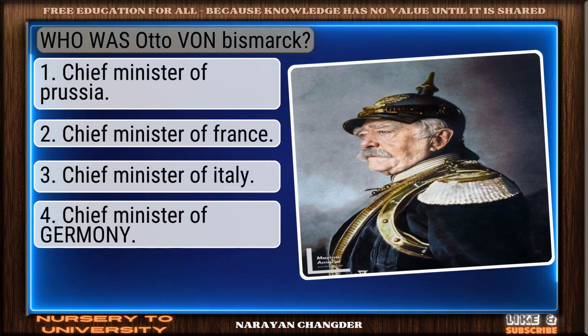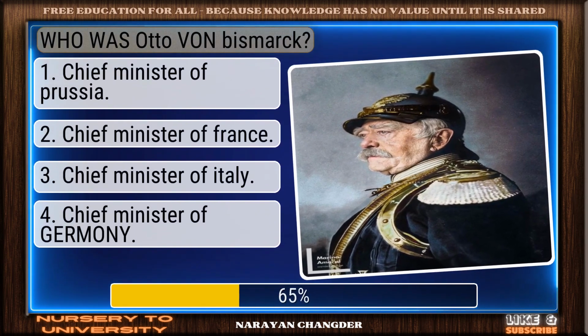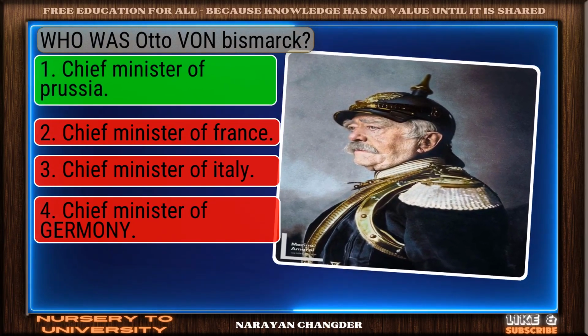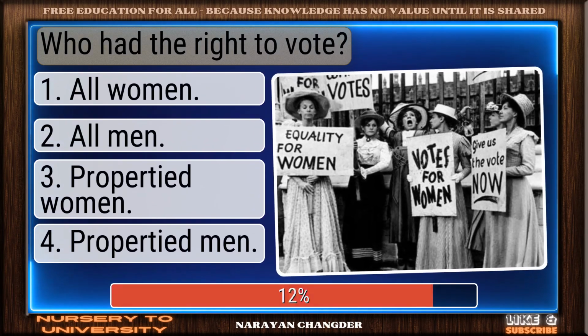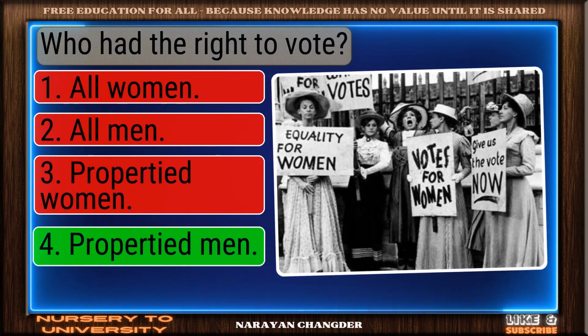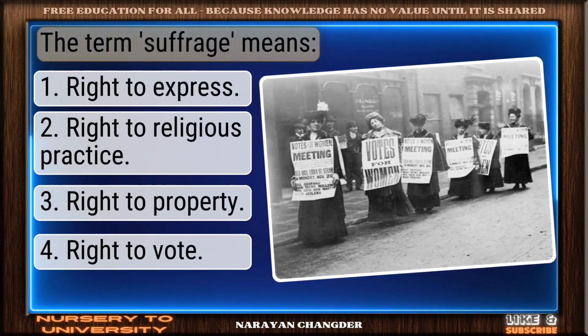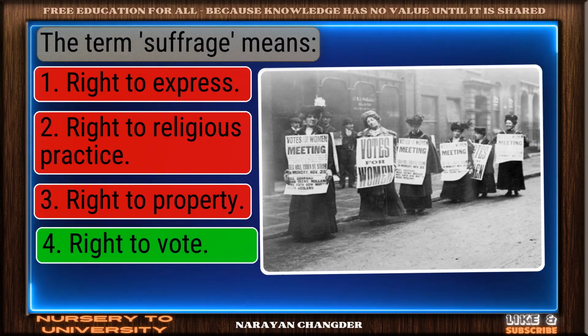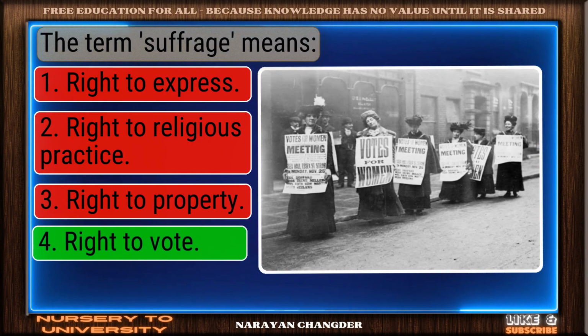Who was Otto von Bismarck? Well done. Chief Minister of Prussia is right. Who had the right to vote? Smart pick. Propertied men is correct. The term suffrage means. Well reasoned. Right to vote is correct.